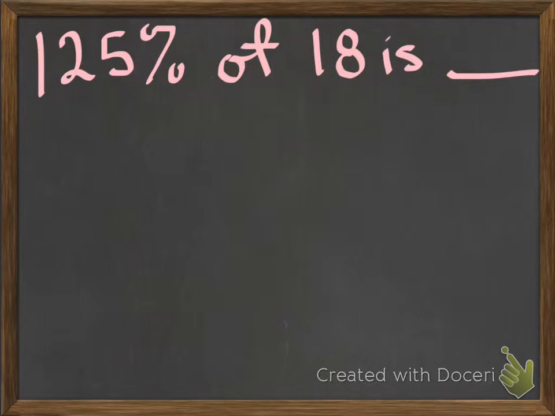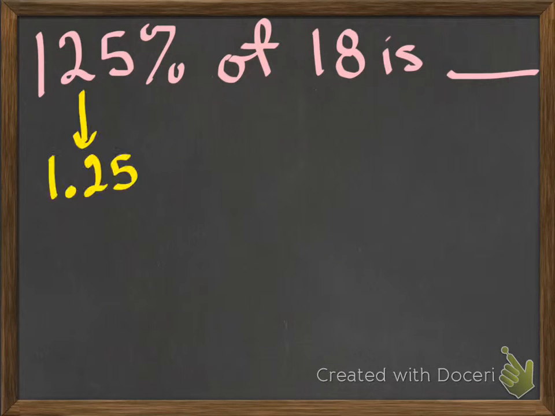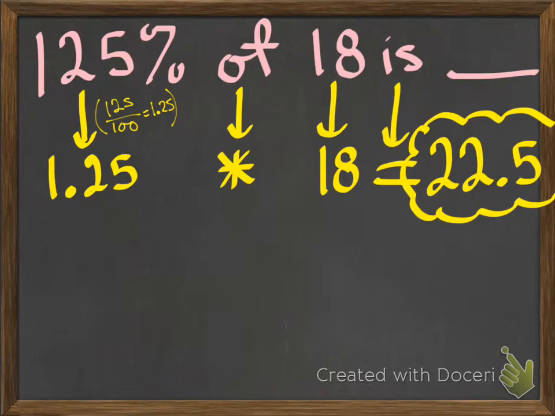125% of 18 really means 1.25 times 18, so I'm going to skip that step of converting it because you just saw it. If you need to refresh, you can pause right here and look through how I went from 200% to 125%. 125% is 1.25, of means multiplication. I threw in those little steps right there for you. 18 is 18, is means equals, so 1.25 times 18 is 22.5.